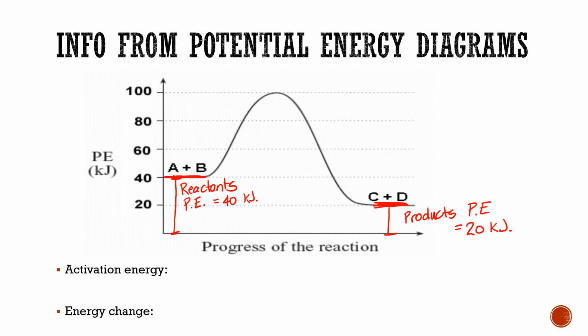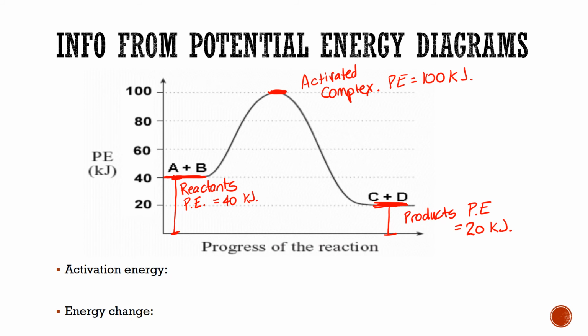Third thing that we can do is look at this graph, and here, right up at the top, this is my activated complex. With the activated complex, you can see that the potential energy is equal to 100 kilojoules. Now these numbers are going to become important when we're looking at the activation energy and how much energy change we have, or change in enthalpy.